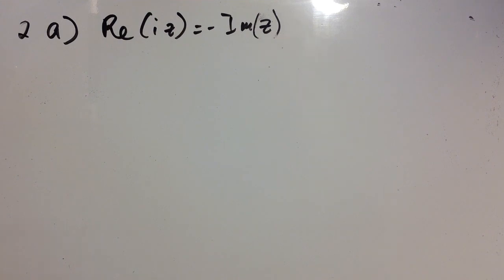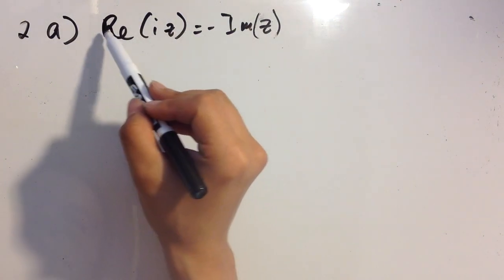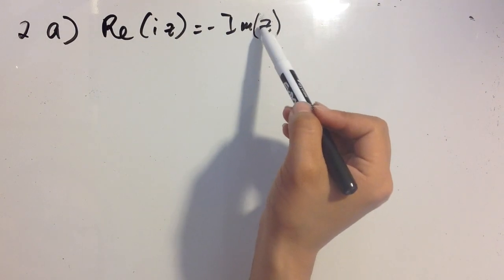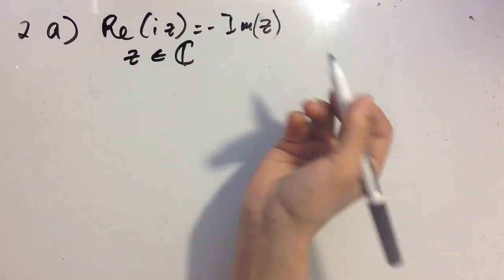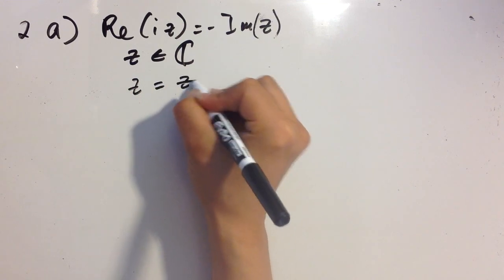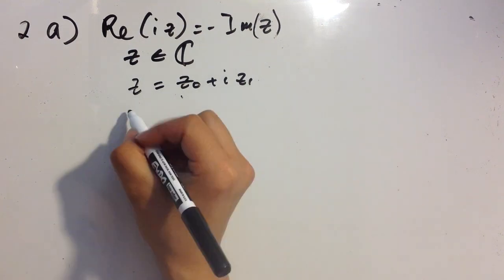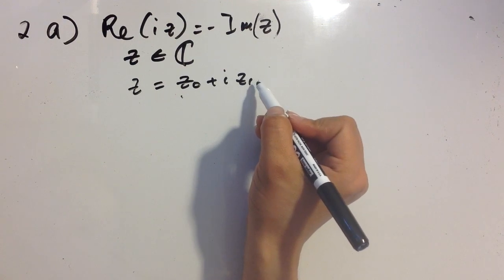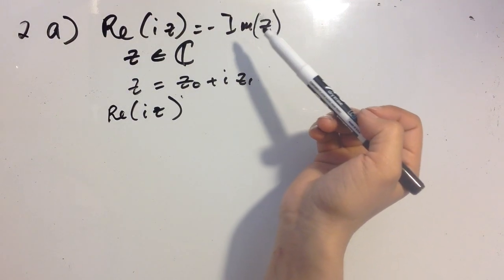Problem number 2 asks us to show the following relations. Here we have that the real part of i times z is equal to the negative of the imaginary part of z. In this case, z is a complex number, and since it's a complex number, we can write it as z0 plus i z1, where z0 and z1 are real numbers. In this case, z0 is the real part and z1 is the imaginary part. I want to show that this side is equal to this side.